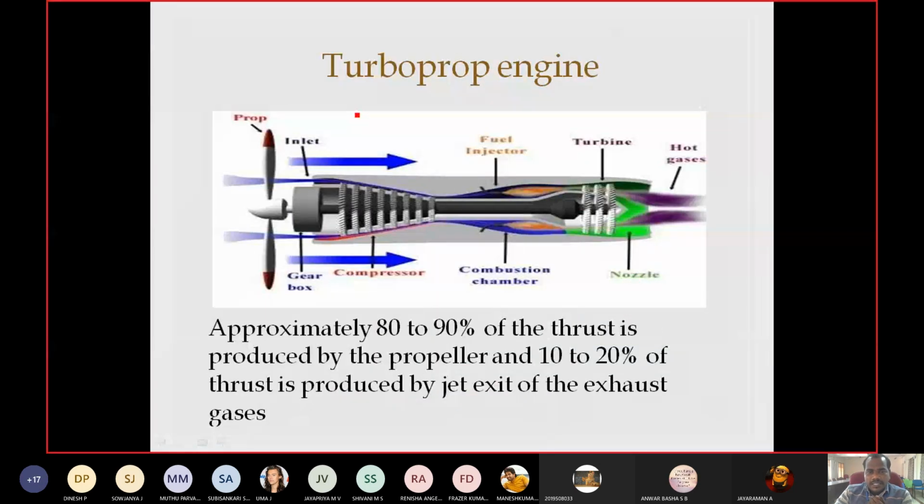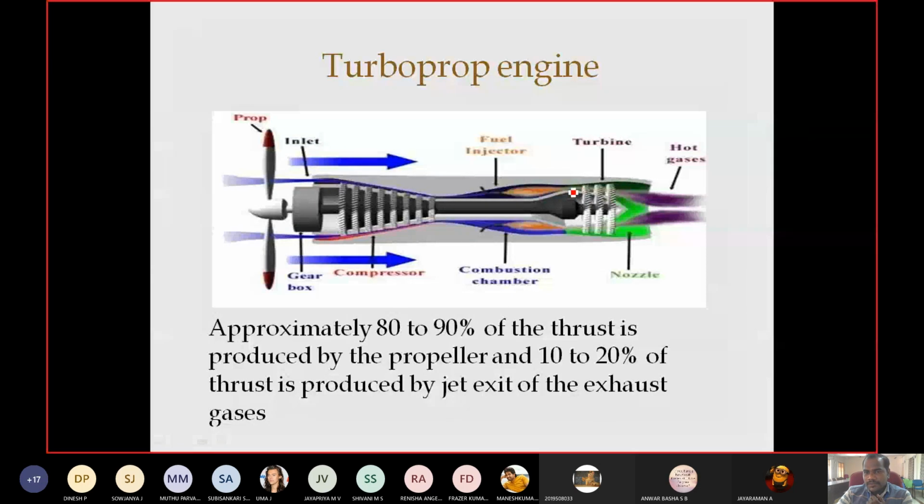Then this is the turboprop engine. So we use a propeller in front. This propeller will suck the air and send it to the compressor. Then the compressor will compress it. Then there will be a fuel injector. Then there is a combustion chamber, in which there is a fuel injector. Then this will pass through the turbine.